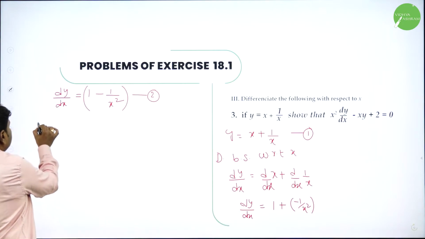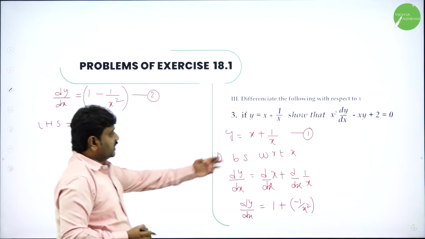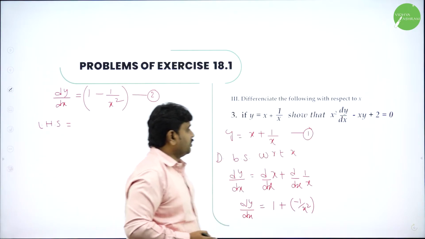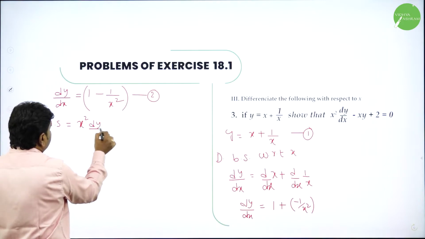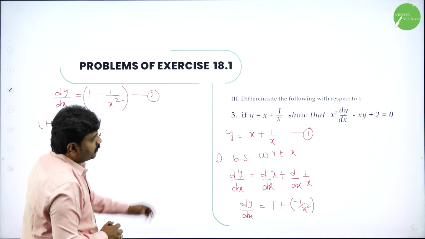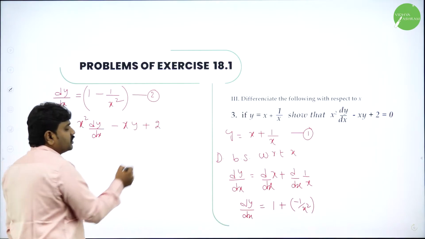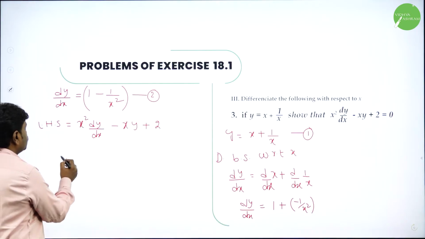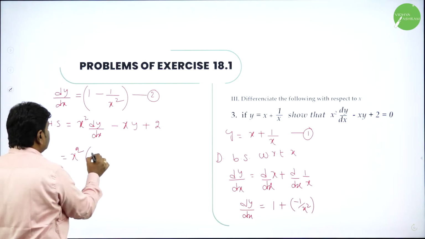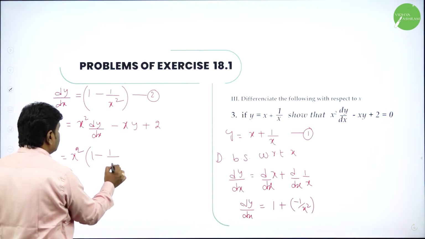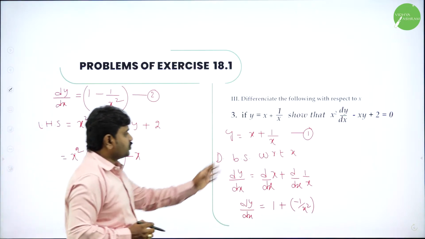So what is LHS given? LHS is clearly given. They give x square dy by dx minus xy plus 2. So in this substitute the values. So x square into, what is dy by dx we got? Dy by dx we got 1 minus 1 by x square, minus x into, we have y here. Substitute the value of y.